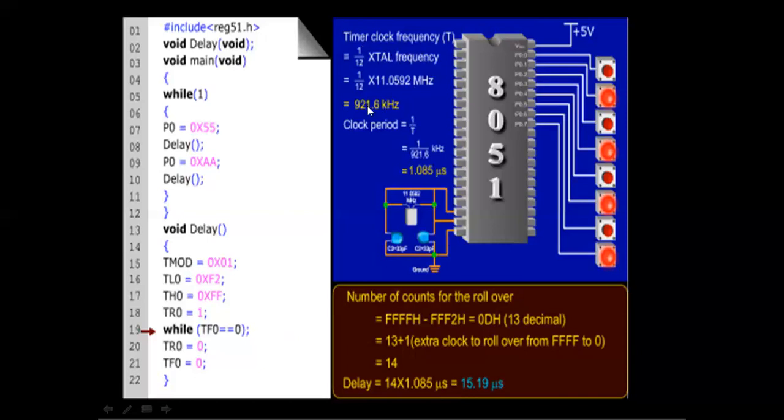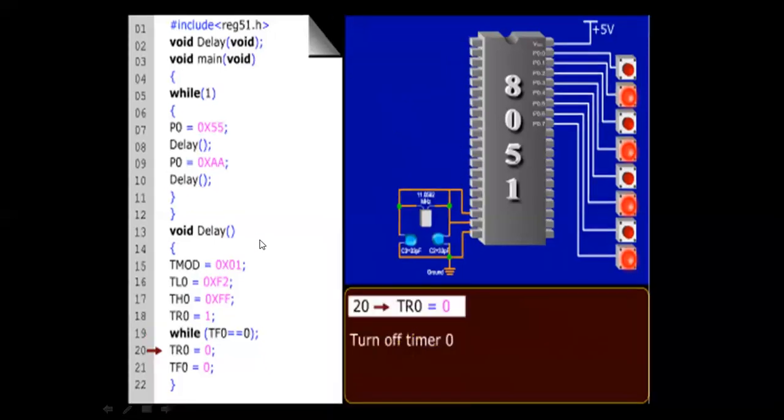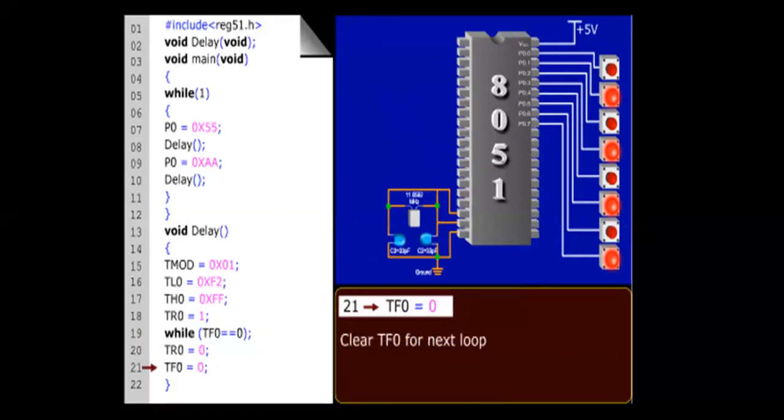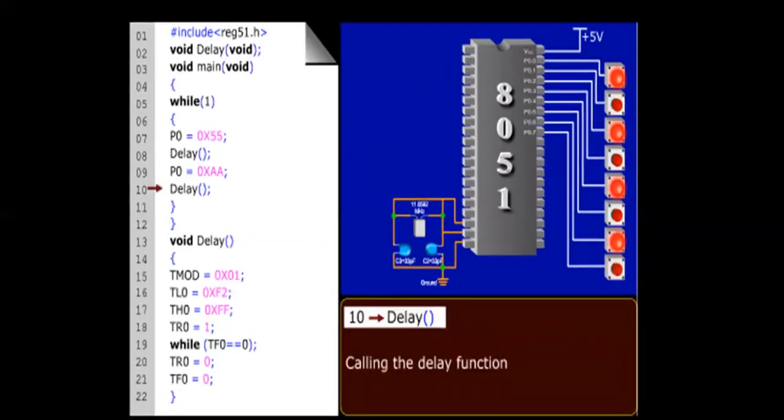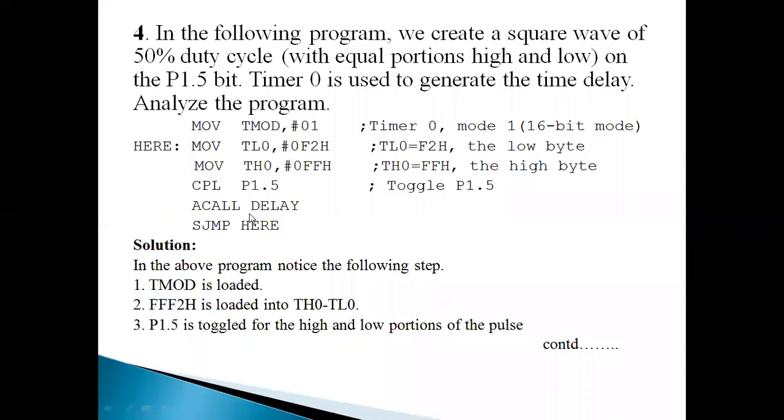Here we have the process of how we got this 1.085 microsecond clock period. Whenever the crystal frequency is not mentioned, the standard frequency taken is 11.0592 megahertz. After the process is over, you have to turn off the timer, so TR0 equal to 0. Then clear the TF0 flag, and you can see when we pass the AAH value here, the odd-numbered LEDs will be glowing. Then once again, the delay is called.